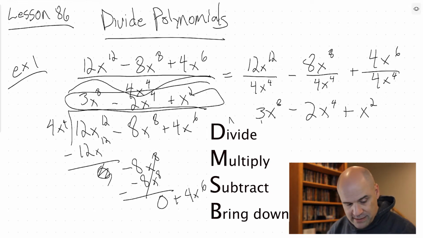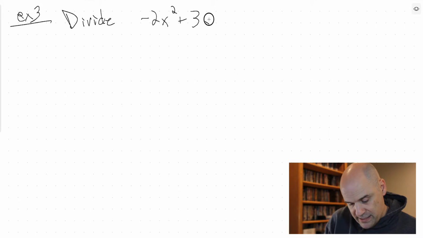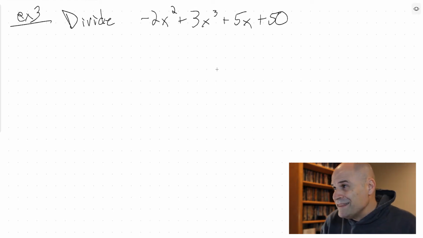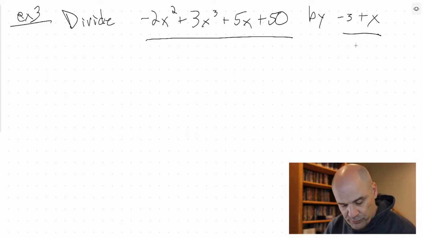So here is example 3. So let me show you what example 3 looks like. Divide negative 2x squared plus 3x to the third plus 5x plus 50. We're going to divide that by this guy, negative 3 plus x. We're dividing this polynomial by this binomial. So how do we do that?